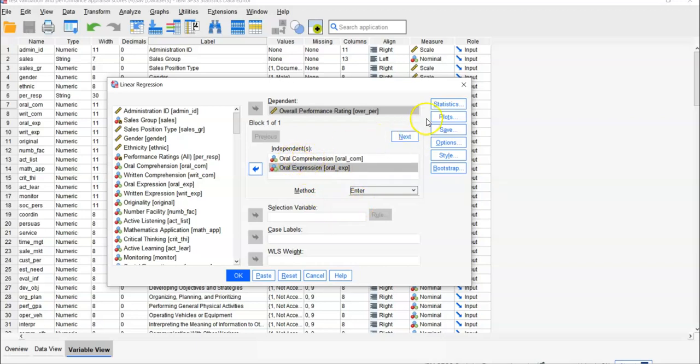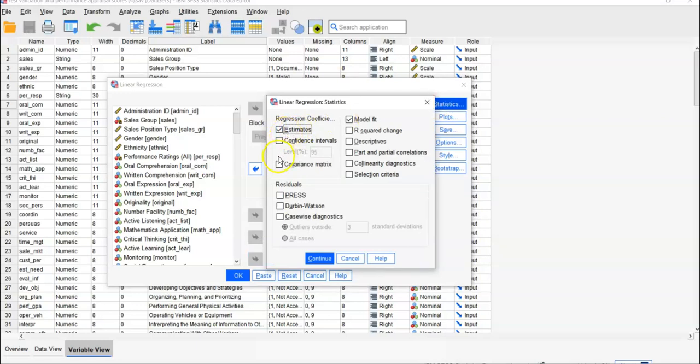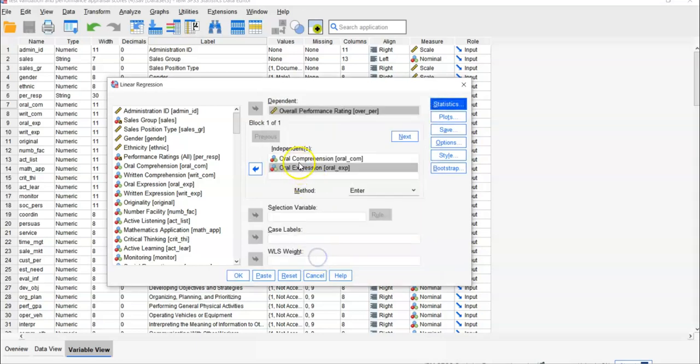We will group them as Enter, so they enter at the same time. Then in Statistics, we choose Estimates, Model fit, Collinearity diagnostics, and Part and partial correlations. We don't choose R squared change, because when you choose the Enter method, it will not show anyway: those two variables are considered one block, one group, so they will not build another model. So I say again, Enter should be the condition for this analysis today.